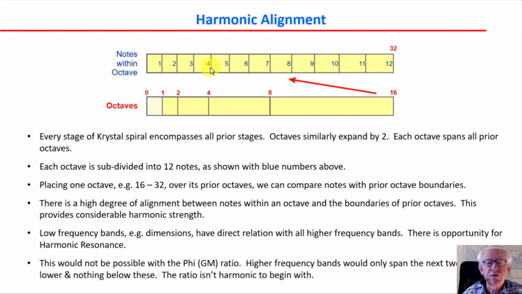Likewise, the sub-frequency 4 further back aligns with another octave boundary further back again. The second sub-frequency lines up with an octave boundary, and the first sub-frequency lines up with an octave boundary further back. So there's a high degree of alignment between notes within an octave and the boundaries of prior octaves, and this provides considerable harmonic strength. Now, dimensions are also directly related to frequencies and frequency bands. So the very same principles apply. This harmonic structure allows for a significant degree of harmonic alignment between dimensional bands.